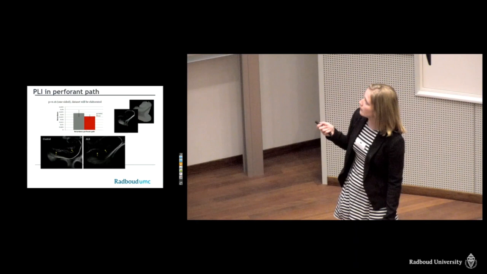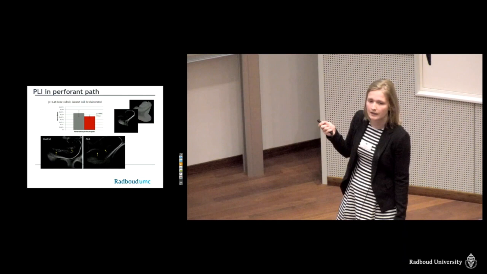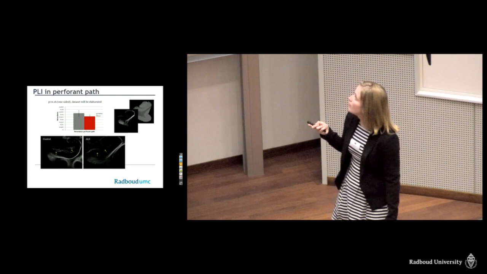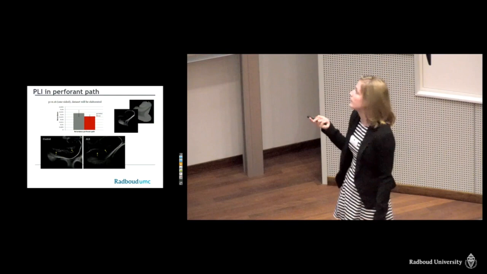And here you can also see by eye already that in controls, the perfused path, which is indicated by the yellow arrows, is clearer compared to the ALS patients. This is not as clear in every case, because otherwise this effect would be bigger, but just to give you an idea of how the data looks.